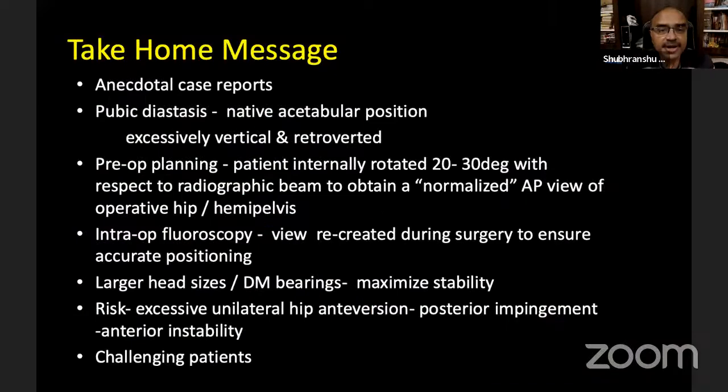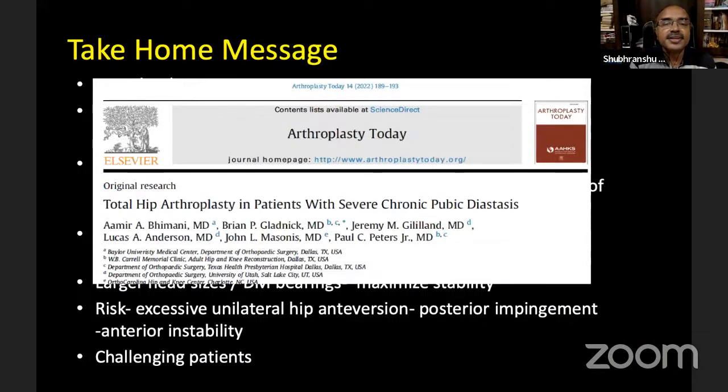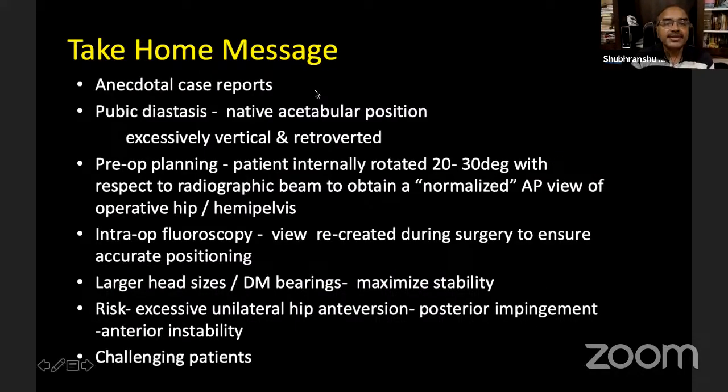These are anecdotal case reports. The maximum number of cases which has been reported in the literature is this, in 2022, Arthroplasty Today. They have reported 4 cases with 6 total hip replacements with a maximum follow-up of 2.5 years, average follow-up of 2.5 years. So that is the largest series which has been reported in pubic diastasis. So in pubic diastasis, you have to restore the native acetabular position.